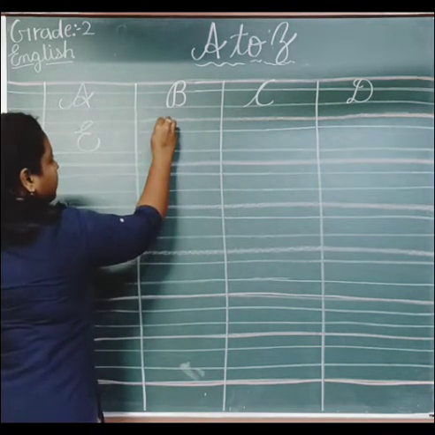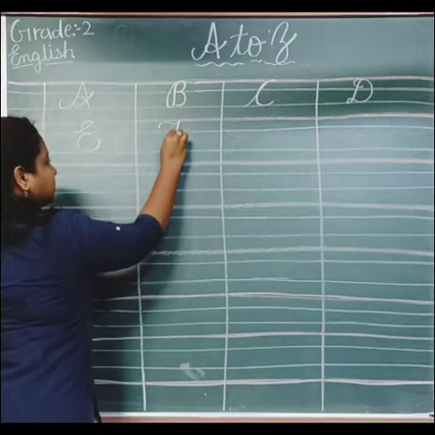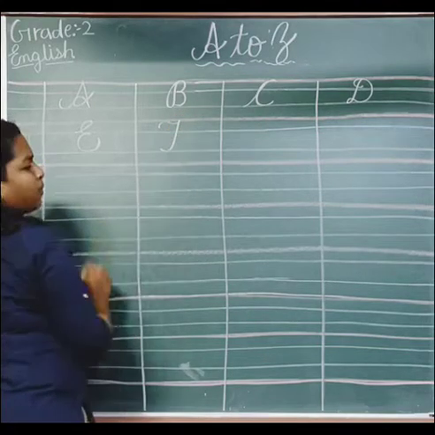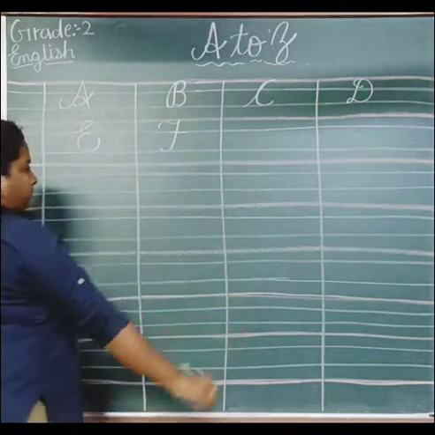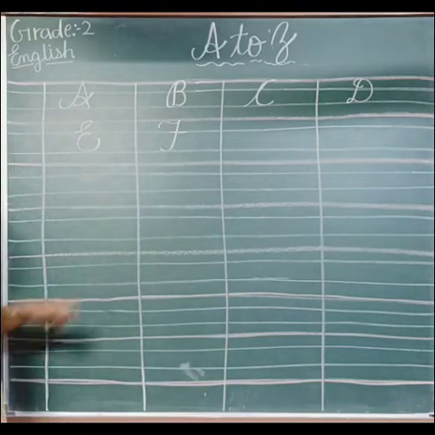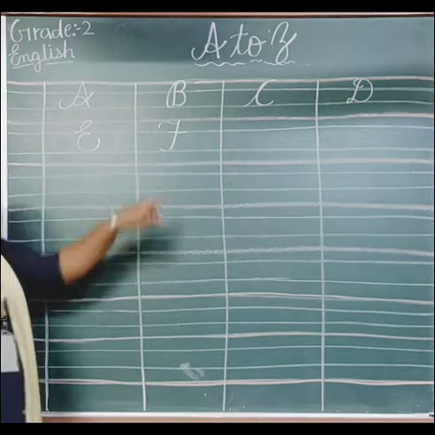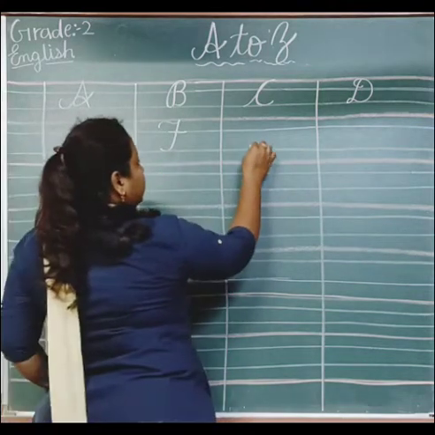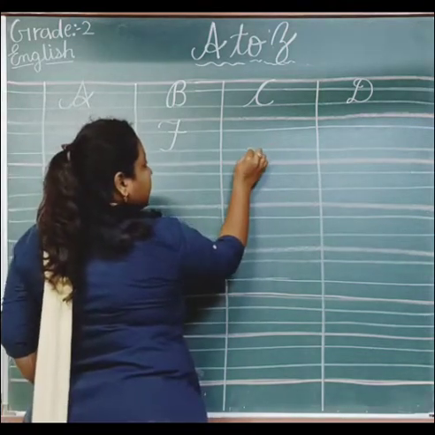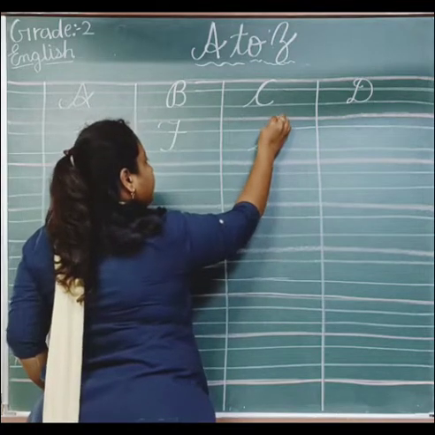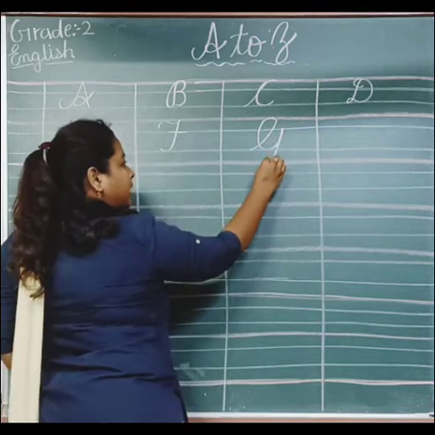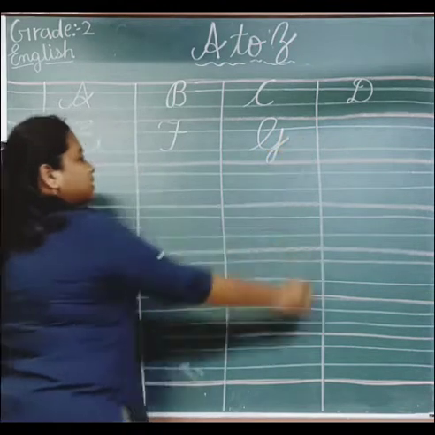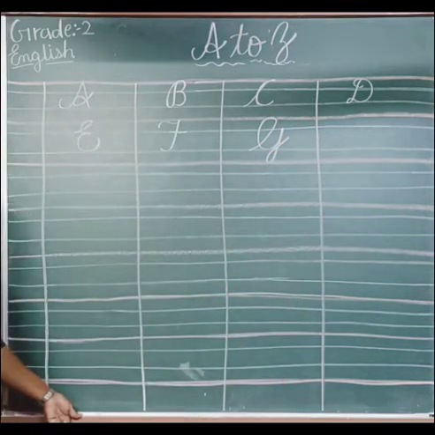Now from here, make a curve like this, slanting line, and like this, make a small curve and then a sleeping line on the blue line. Okay, this is capital F. Now moving to capital G, make a slanting line and make one curve up to the blue line. Come back to the bottom red line and make a curve like this. This is called capital G.